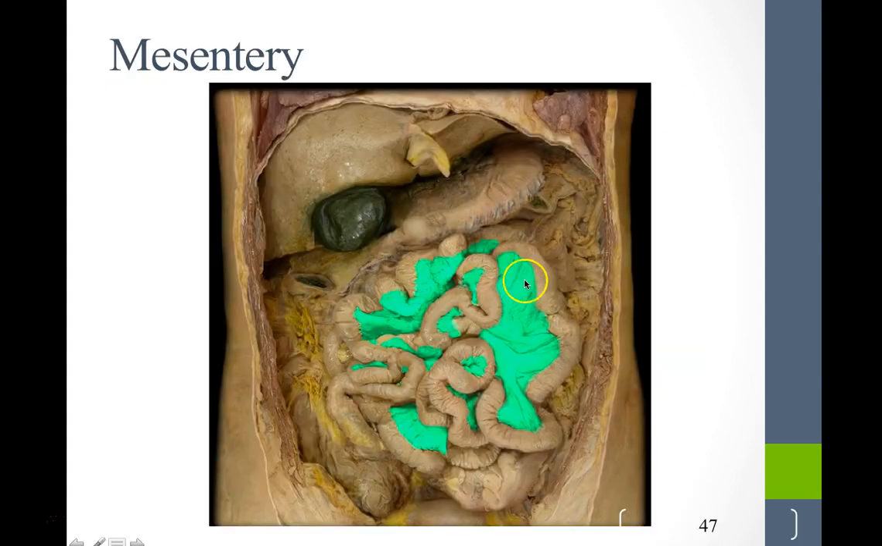So another structure to point out on the small intestines is this portion in green here that almost looks like fat when you first look at it, that is your mesentery. And the mesentery is formed by your parietal and visceral peritoneum. And in there we have vessels coursing, whether they're arteries, veins, and they could also be lymphatic vessels as well.